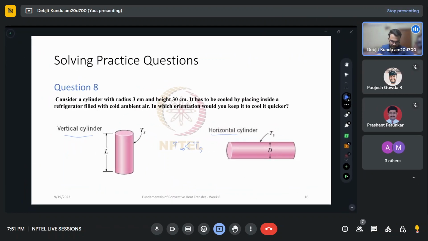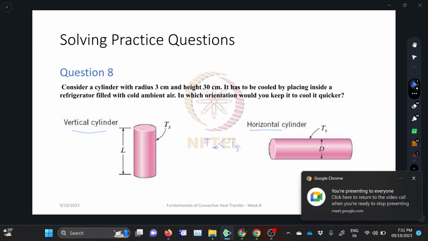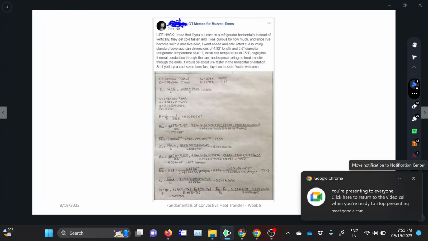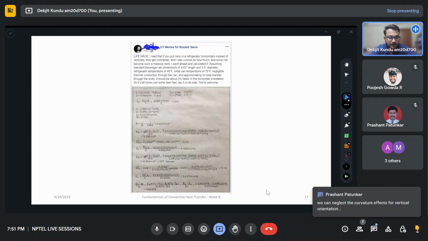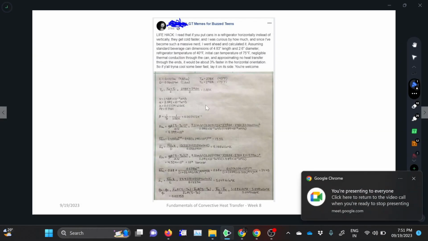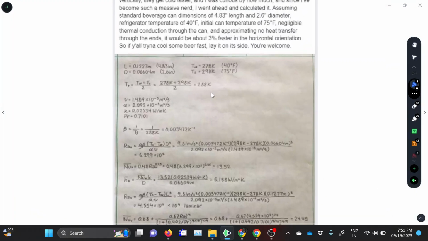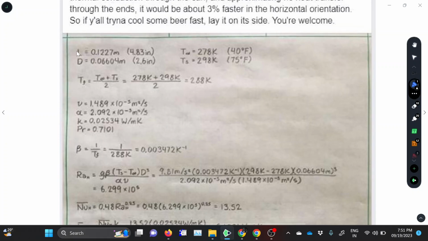So to answer this in a very rigorous manner, I pulled out this solution from the internet. It's a very detailed solution considering the Nusselt numbers for cylinders of different orientations. They took some corresponding length of this much and diameter this much. This does not match with our value, but nonetheless the nature of the math would remain the same.